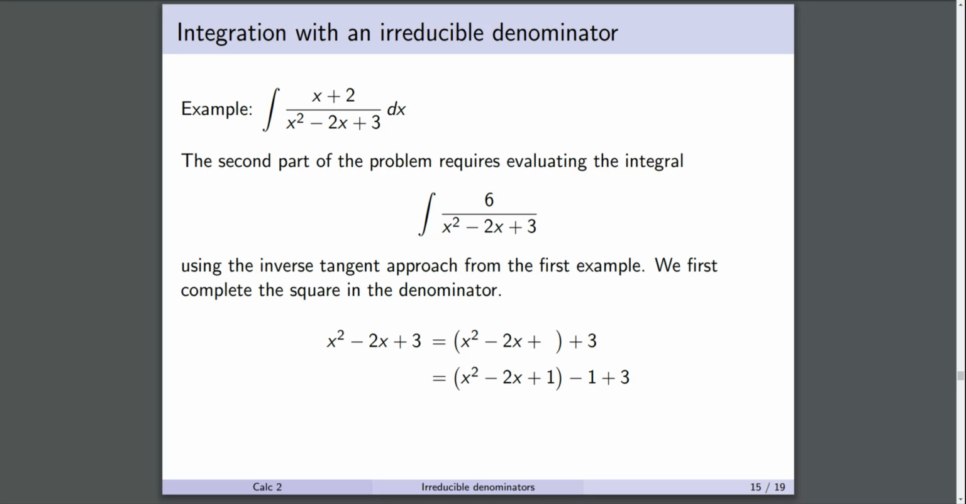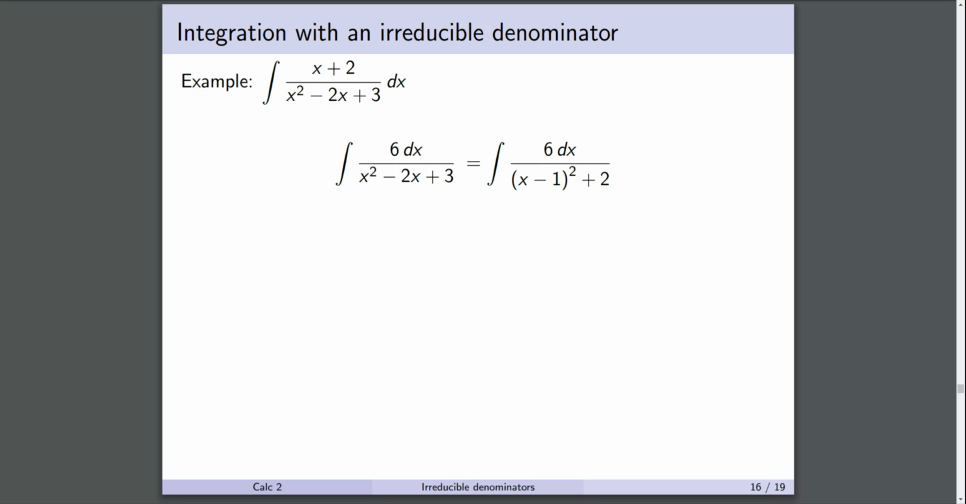Okay, here I'm laying out the steps of completing the square. I take the coefficient of x, divide by 2, and square it. So I add plus 1 in the parentheses. I cancel by subtracting 1 outside the parentheses. All right, there's the form that we need. So we're going to go back to our integral, rewrite it using the form from completing the square.